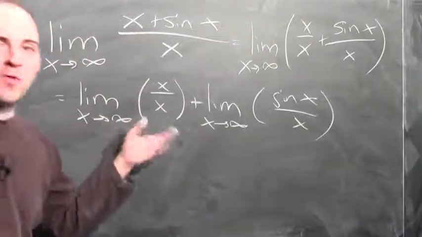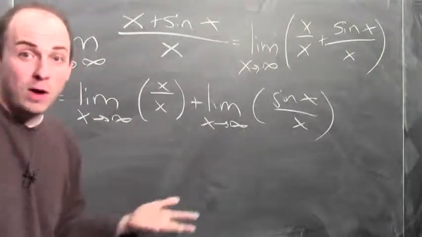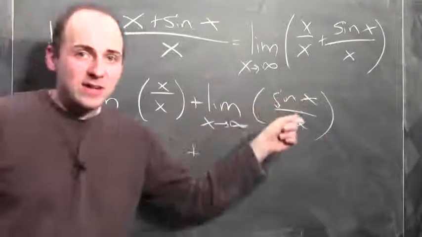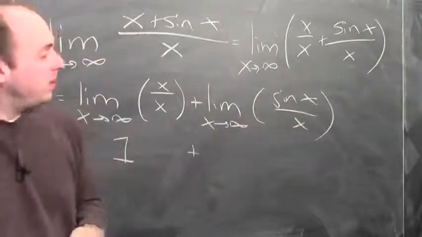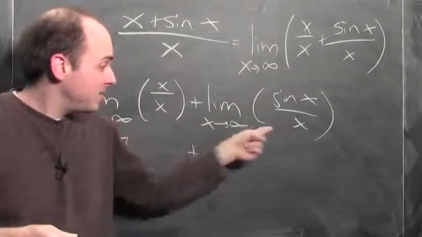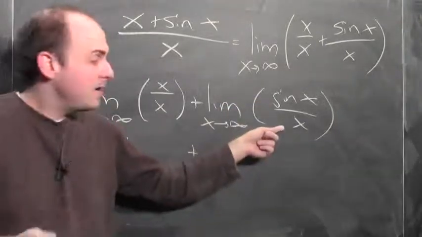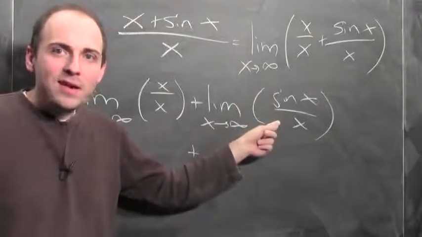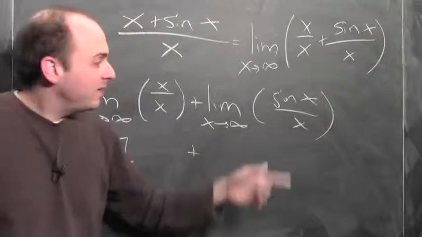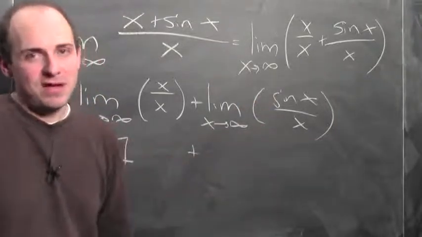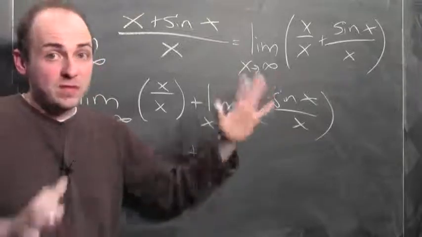Now what's the limit of x over x as x goes to infinity? Just 1. What's the limit of sine x over x as x goes to infinity? Well, sine x is always between minus 1 and 1. And x here is going to infinity. I can make x as big as I like. So the question is, can I make this as close to 0 as I like? Yeah, by making x large enough, a number between minus 1 and 1 over x can be made as close to 0 as I like. So this limit is 0.